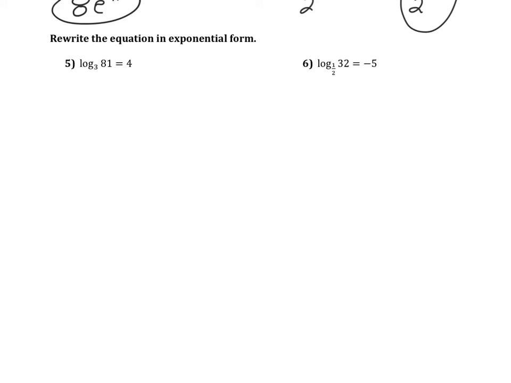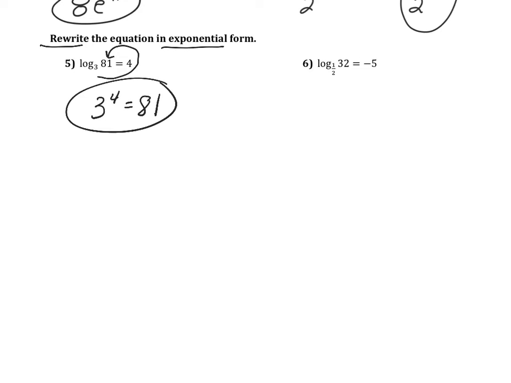just says to rewrite in exponential form. So these are the ones where we start at the little 3, the base of the log, and we just draw that arrow. You're not solving for anything. You're just rewriting this. What does log base 4 of 81 equal 4 mean if you're talking about it as an exponent? Well, you follow your arrow going around. It means 3 to the 4th power is equal to 81. It's just rewriting it in an exponent. And that's it. No solving.